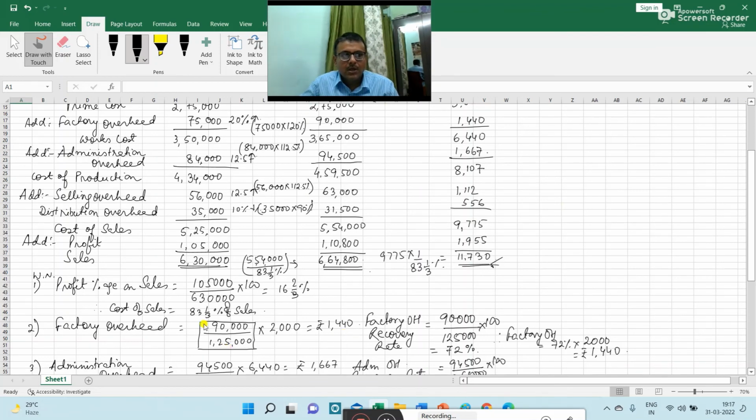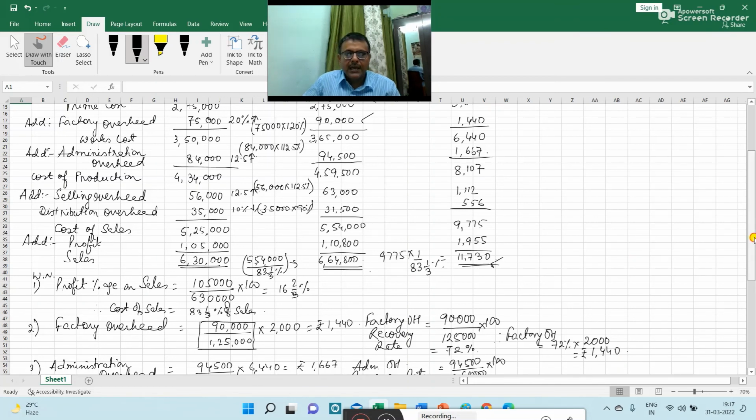I have got this figure 90,000. This is the factory overhead in the anticipated cost structure of 2021 divided by 1,25,000. This is the wages into 2,000. Or you can calculate the factory overhead recovery rate and then you apply this rate on the wages to calculate the amount of factory overhead, 1,440.